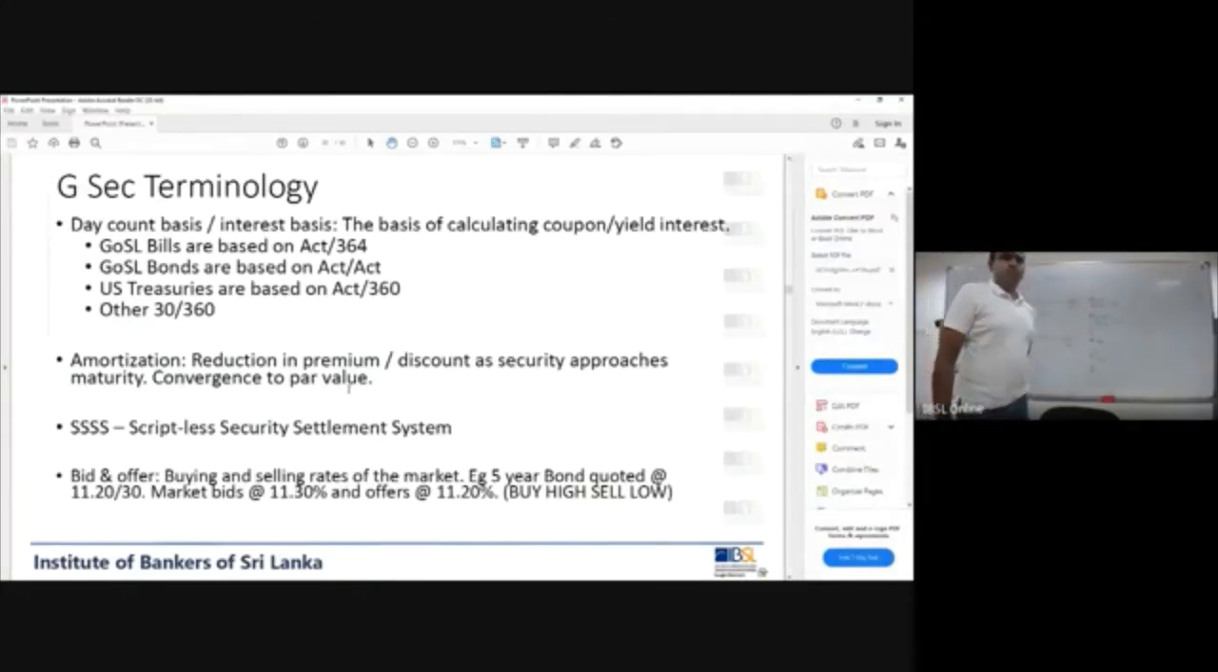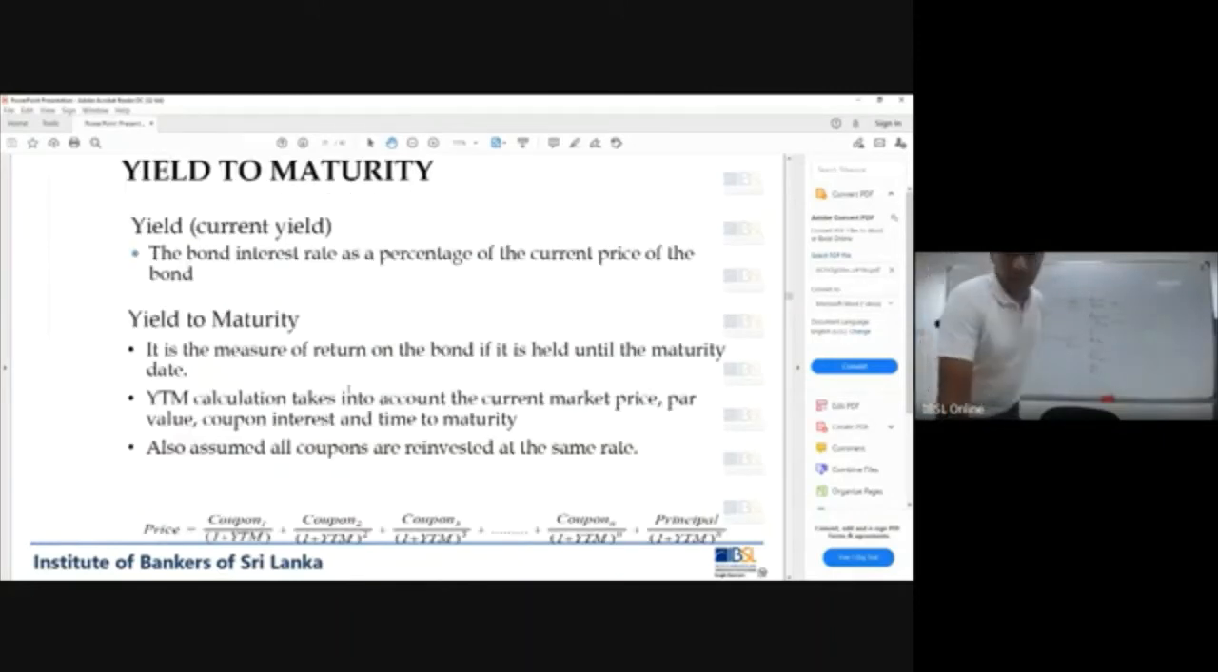Then bonds now don't have any scrip anymore. It's all scripless, all electronic. And the last point we will leave for later. Let's stop at this. We will continue from where we stop next week.